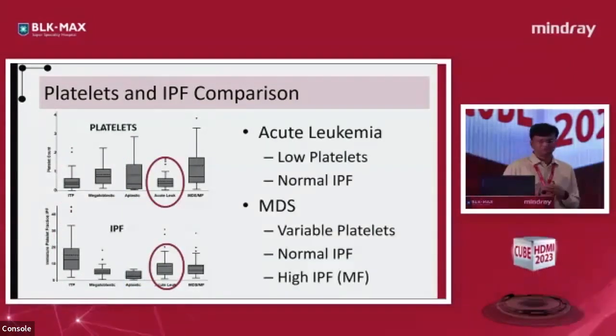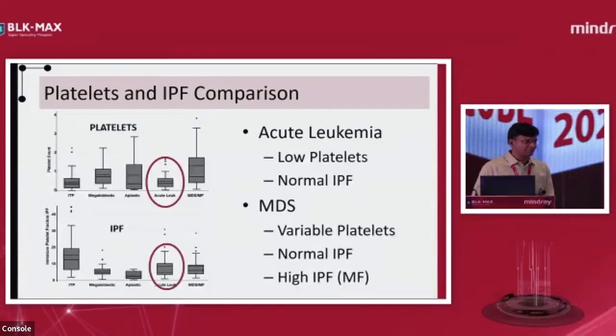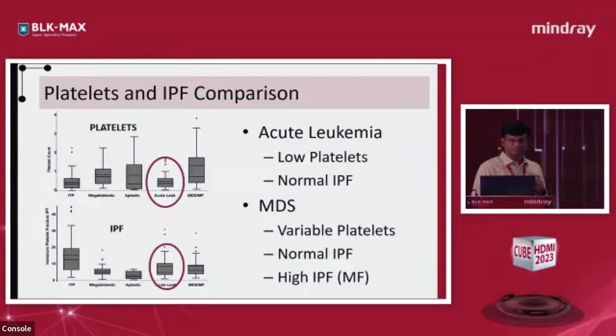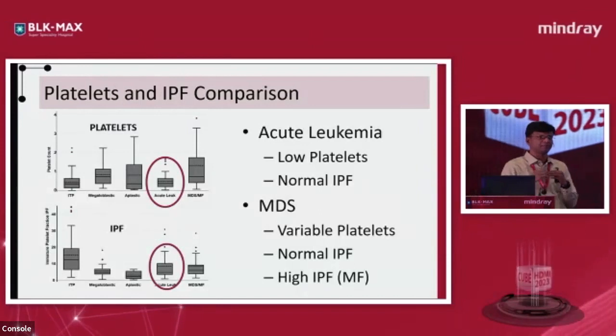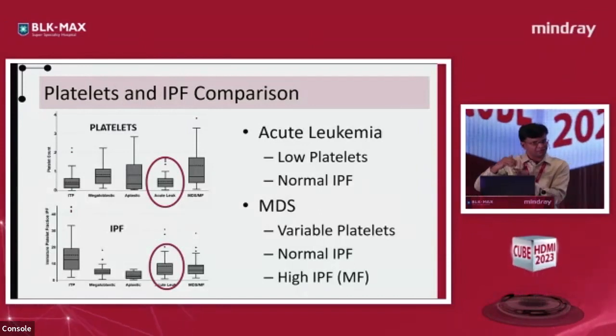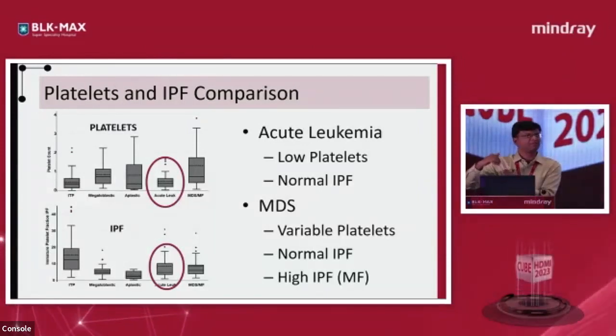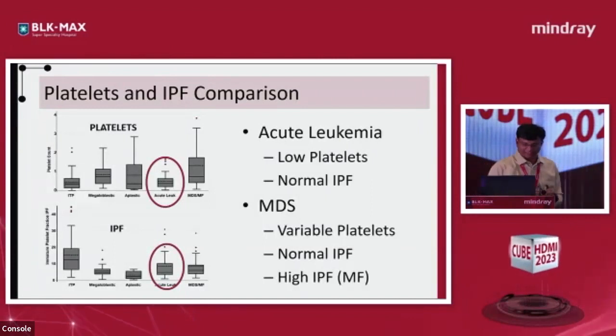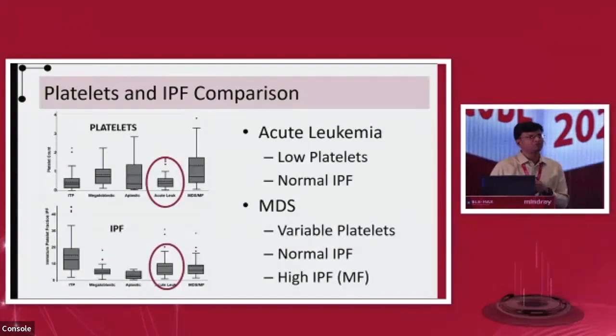Then acute leukemia: low platelets, normal IPF. What Sukesh Sir has said is that they are always the early platelets, because the amount of production is reduced, but the release follows the same pattern, right? Then what about the myelodysplastic syndromes? We got variable platelets, normal to high IPF.